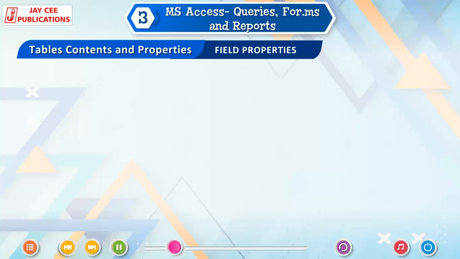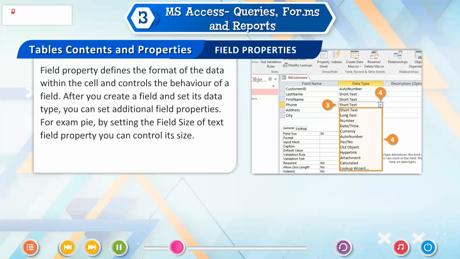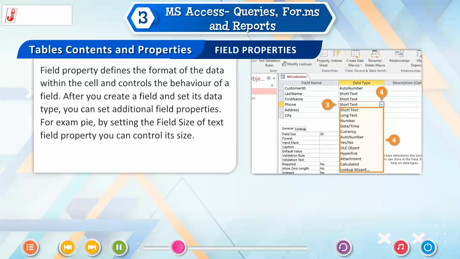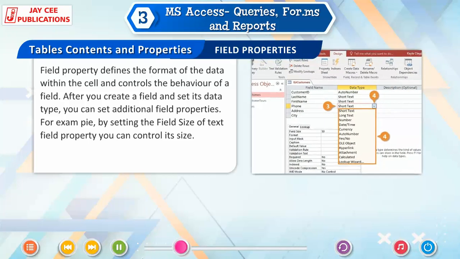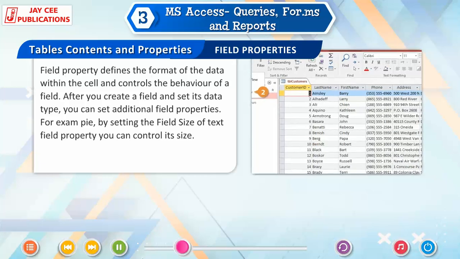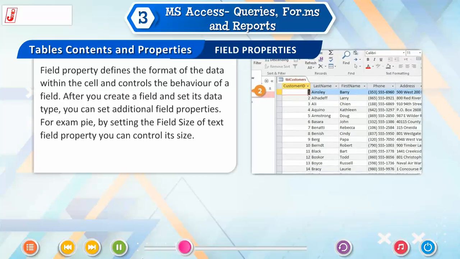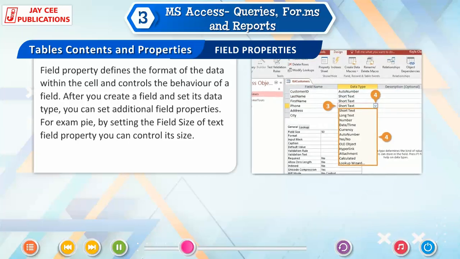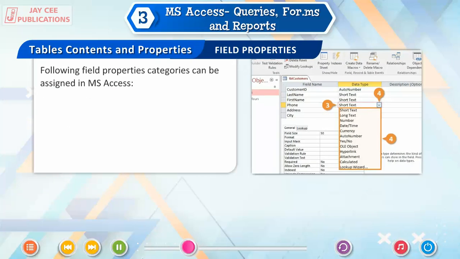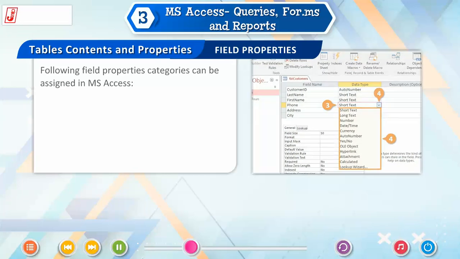Field properties. Field property defines the format of the data within the cell and controls the behavior of a field. After you create a field and set its data type, you can set additional field properties. For example, by setting the field size of text field property, you can control its size. Following field properties categories can be assigned in MS Access.